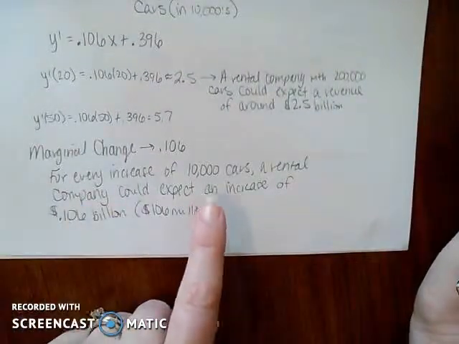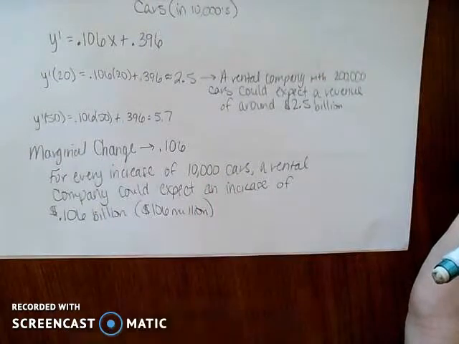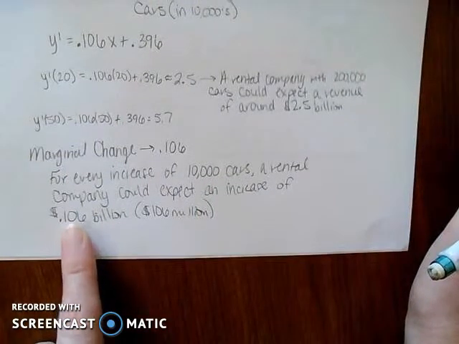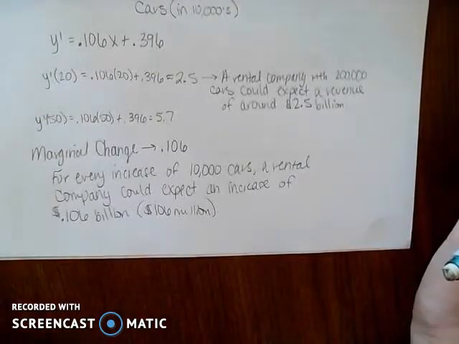So for every increase of 1 unit on your X, which in our case was 10,000 cars, your Y, which was revenue, went up by 0.106 billion, all right, which is 106 million, which makes a little bit more sense. Okay, so again, I'm going to go step by step.